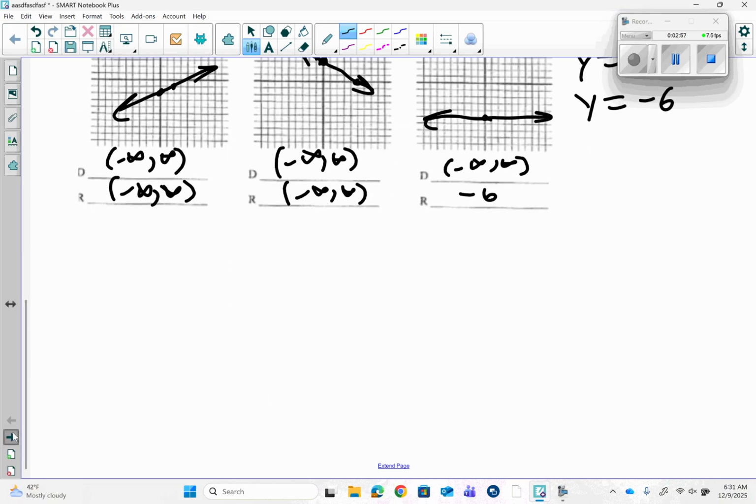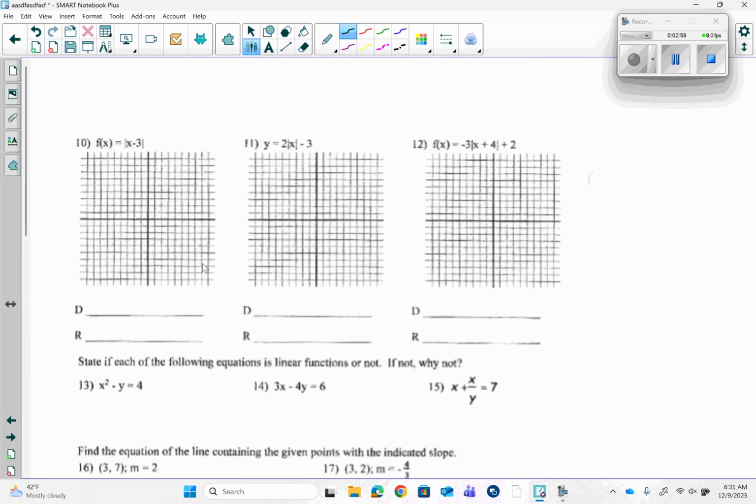All right, so next page. All right, the absolute value. So remember, these look like a V. So if it's inside, it's going to shift left or shift right, and then up 1 to 1. So our domain goes negative to positive infinity. Our range is going to go from 0, because it's on the x-axis, to infinity.